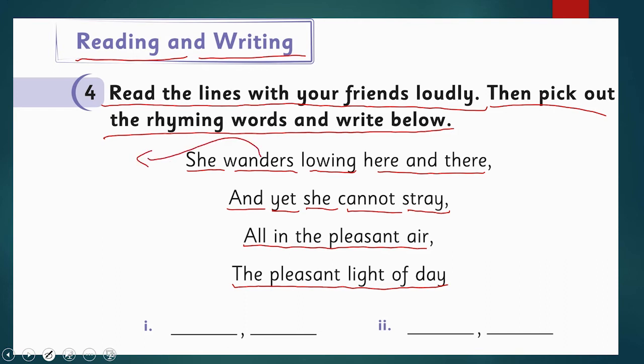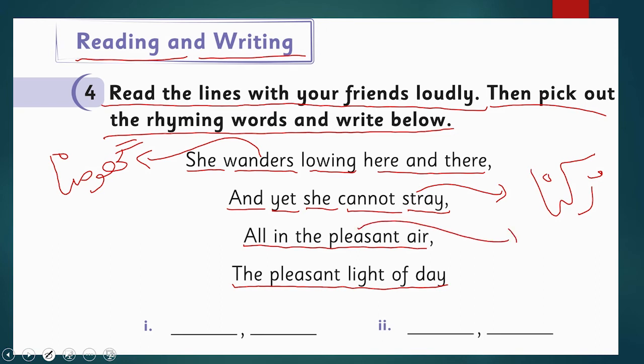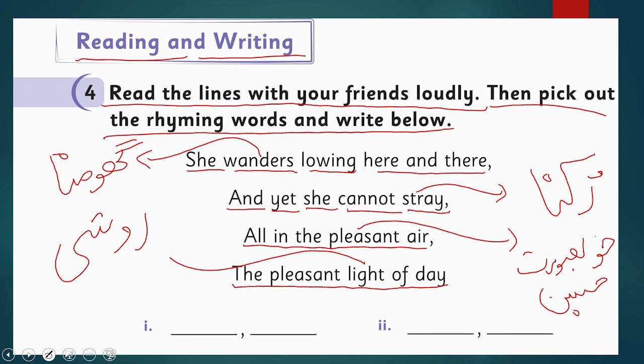Wanders का मतलब होता है घूमना. Stray मतलब रुकना. Pleasant यानी खूबसूरत या हसीन. Light यानी रोशनी.